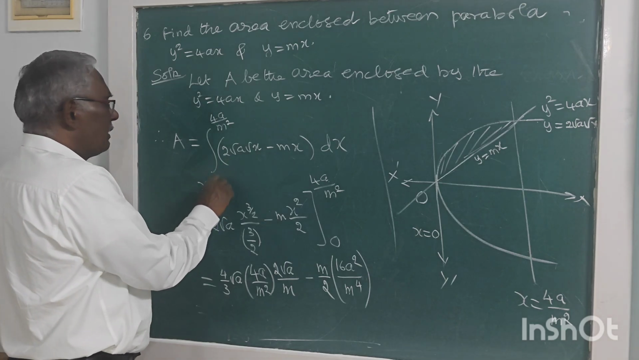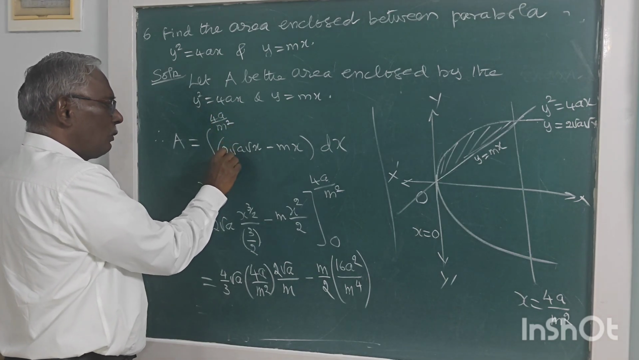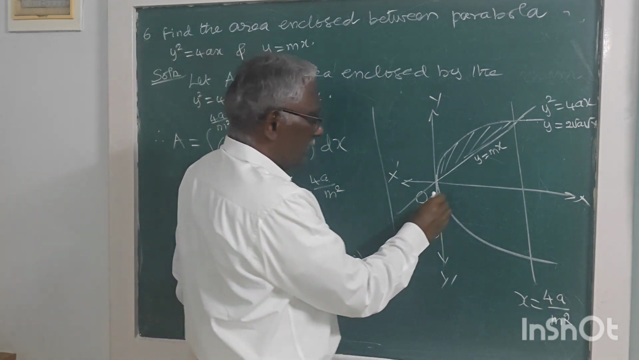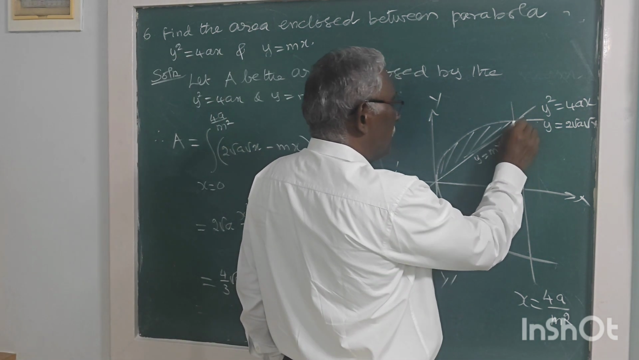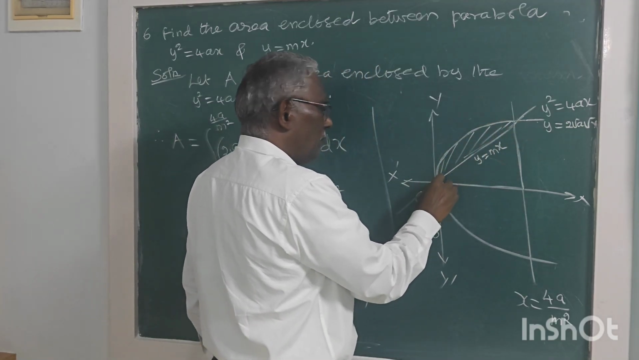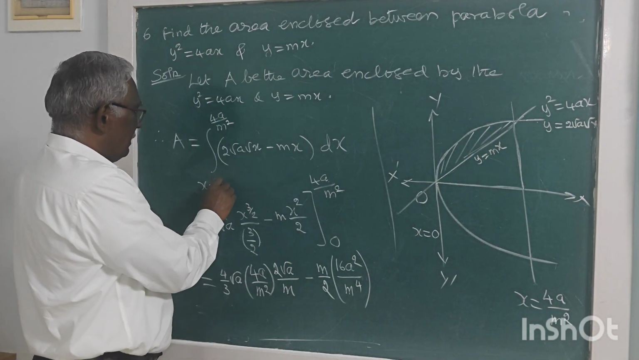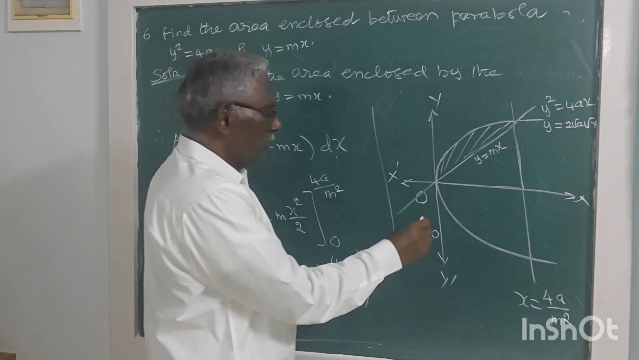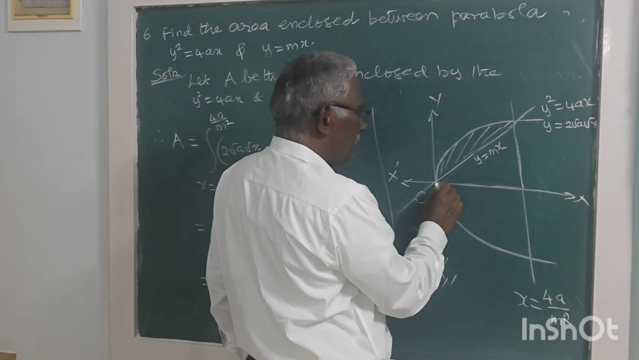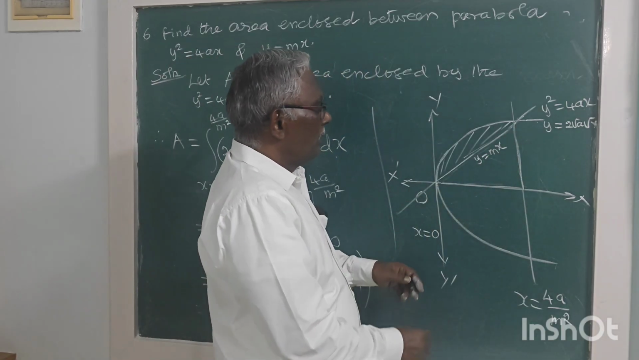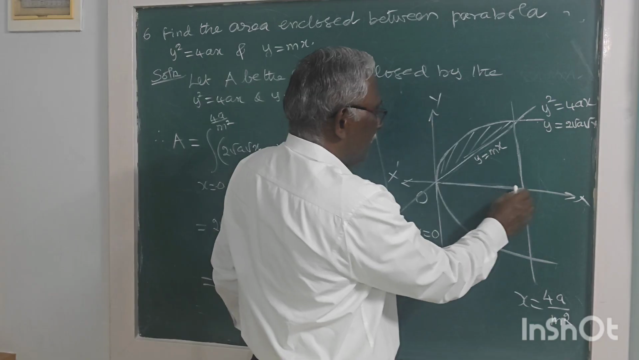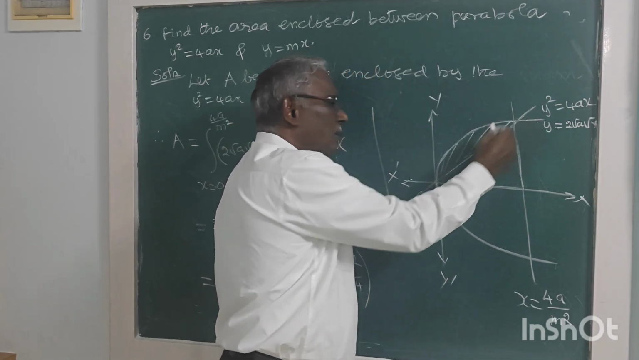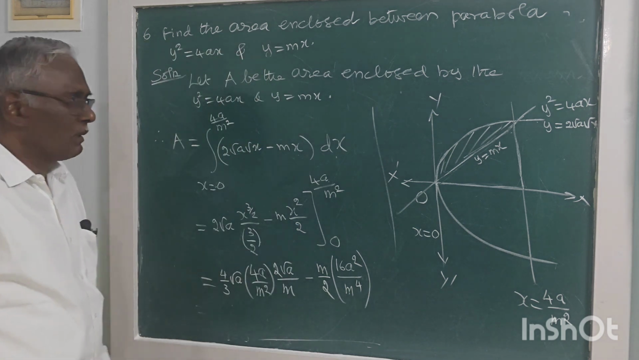Here x is 0 to 4a by m square 2 root a root x dx. So this gives the area of this region, this curve. This region integral 0 to 4a by m square mx dx, that gives the area of this triangle. So from the whole thing, if we subtract the area of this triangle, we'll get the area enclosed between the parabola and the straight line.